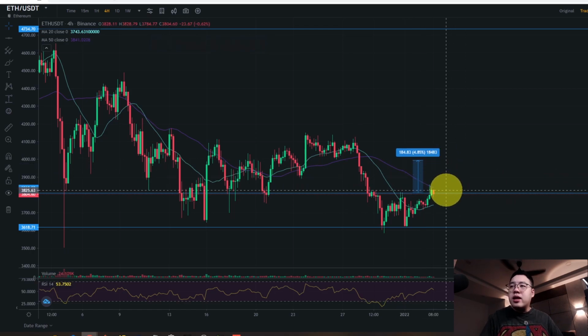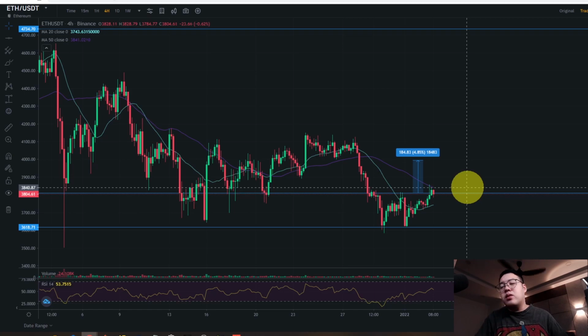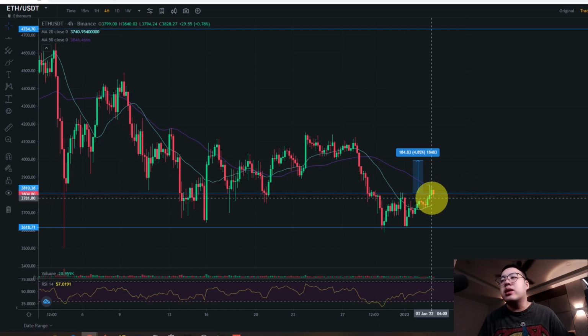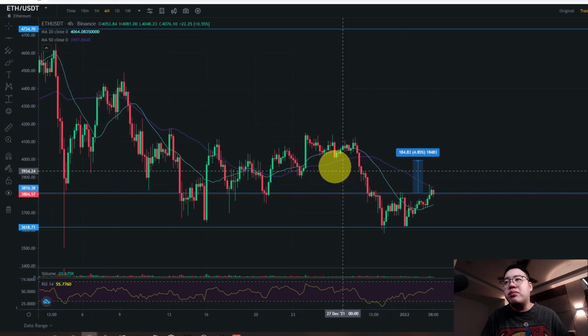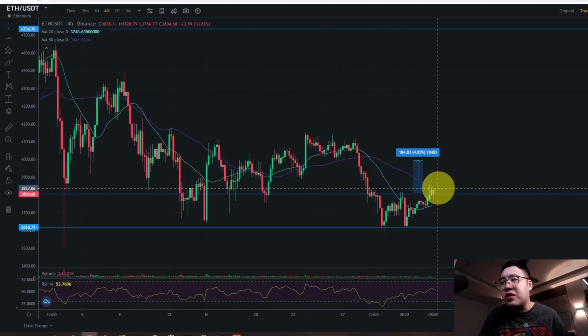So should you get in here? This is the question, and I would say it really depends on your risk appetite. I would say it has the possibility to go up this week. Why? Because it already broke through, like I mentioned. But don't forget, it hasn't broken through this moving average line 50.